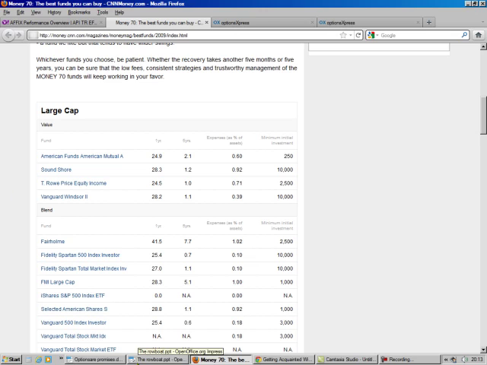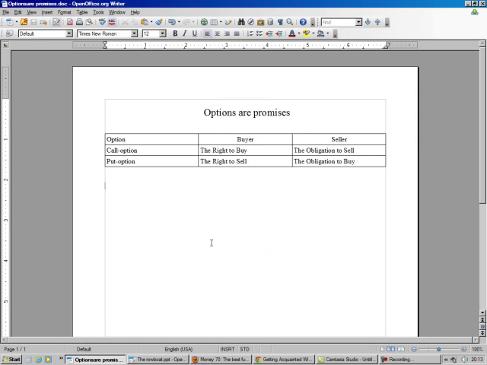Okay. So, options are promises, and that's what I do, I make my money by selling promises, and it doesn't have to be all complicated. In fact, with my auto trading, you don't even have to know any of this stuff if you don't want to, but if you want to know, I'll give you a basic overview of what options are.